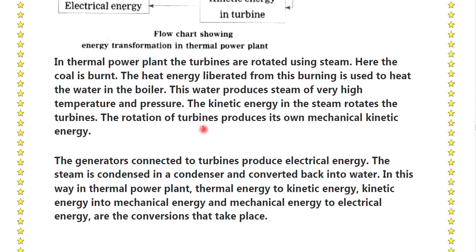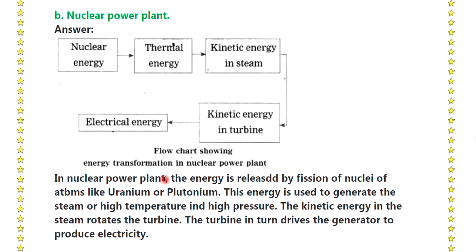The rotation of the turbines produces mechanical kinetic energy. The generators connected to the turbines produce electrical energy. The steam is condensed in a condenser and converted back into water. In this way, in a thermal power plant, thermal energy is converted to kinetic energy, then to mechanical energy, and mechanical energy to electrical energy.